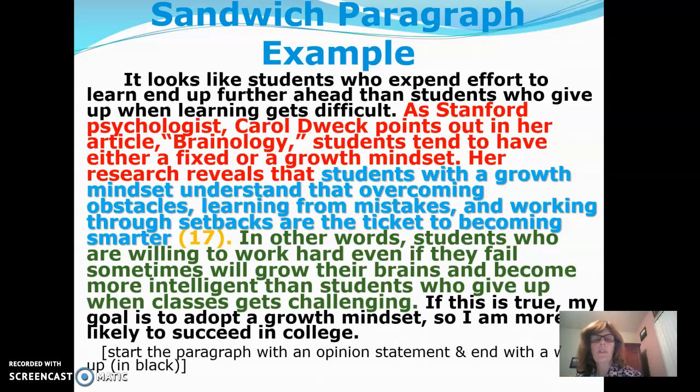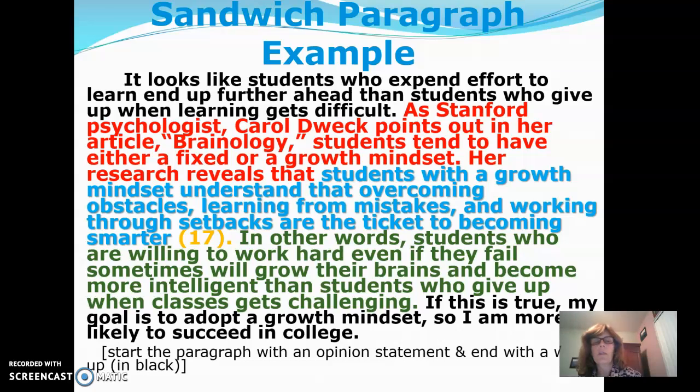Her research reveals that students with a growth mindset understand that overcoming obstacles, learning from mistakes, and working through setbacks are the ticket to becoming smarter. Parentheses 17. So right there we have the first three parts of our sandwich. We've introduced Carol Dweck, Stanford psychologist. We've given her article title, Brainology, and a brief summary of what the article is about, that it's about fixed and growth mindset. That's in red if you're looking.